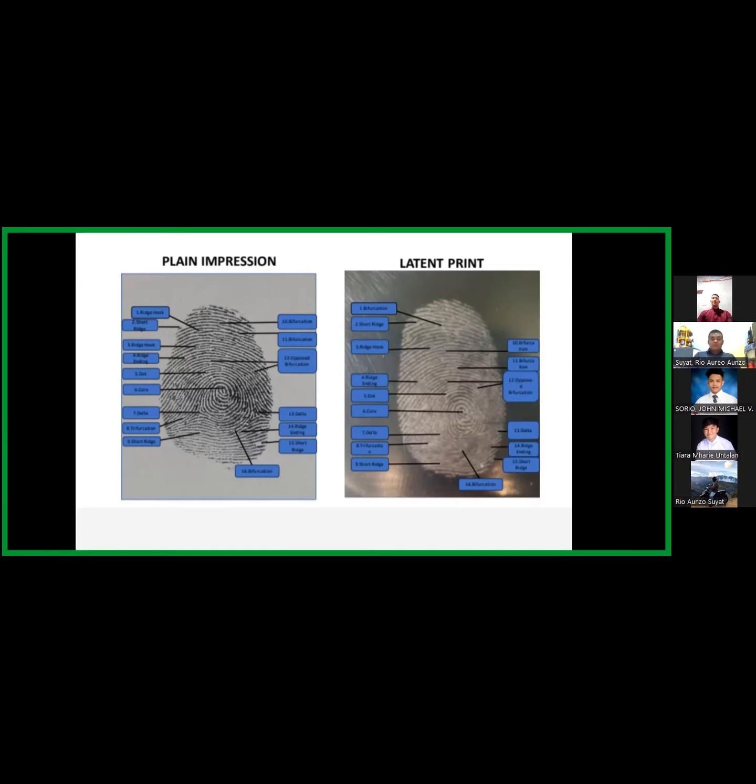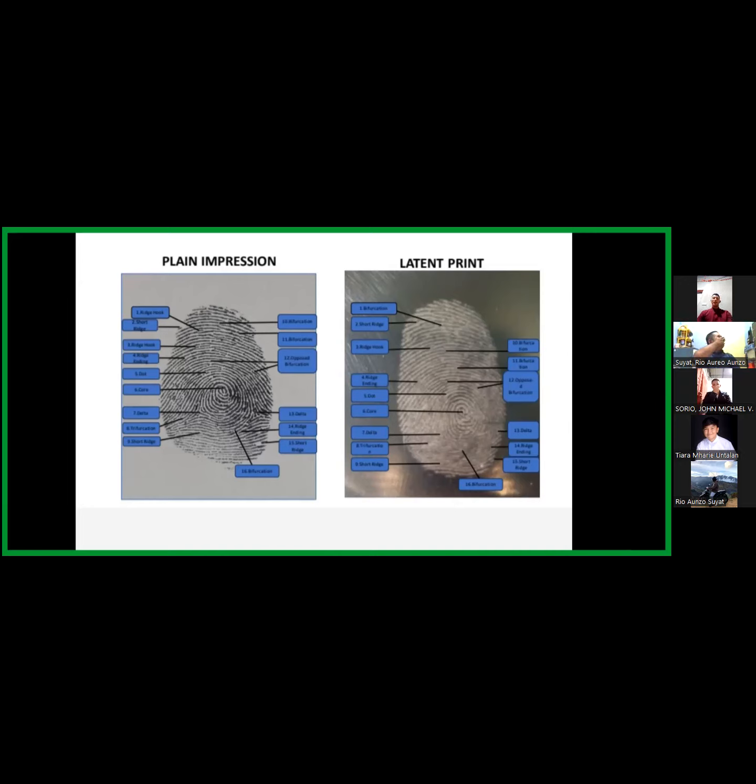A latent print refers to a hidden or invisible impression left behind by the friction ridges of human skin on a surface. Number 12. What are fingerprint patterns and pattern areas? Fingerprint patterns refer to the specific formation and arrangements of ridges, furrows, and other unique characteristics found on the fingertips, palms, and soles of the feet.